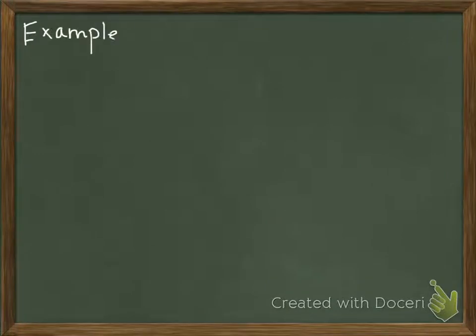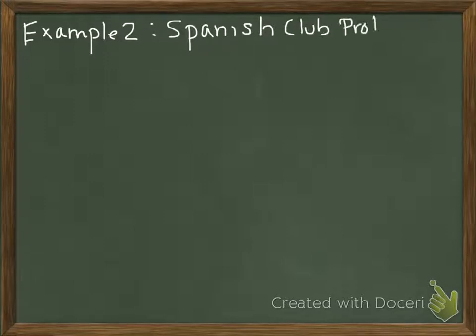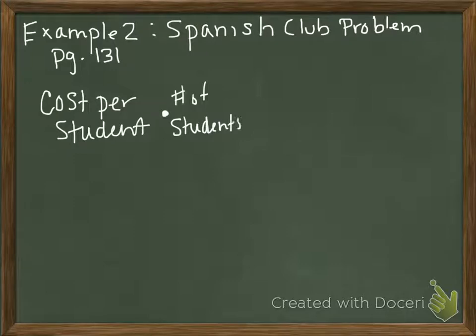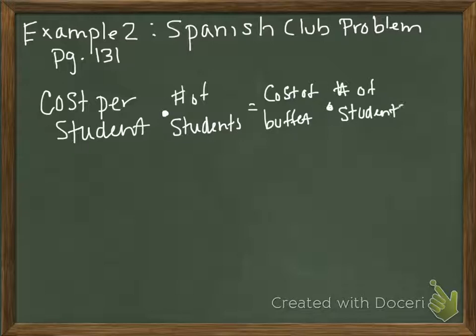Now let's look at example 2 in your book on page 132, and this example talks about the word problem on page 131, and they want to know how many students must go on the trip to limit the cost to $10 per student.